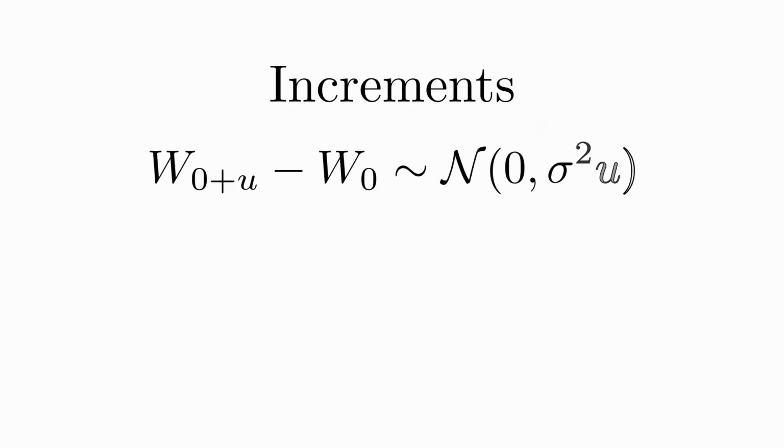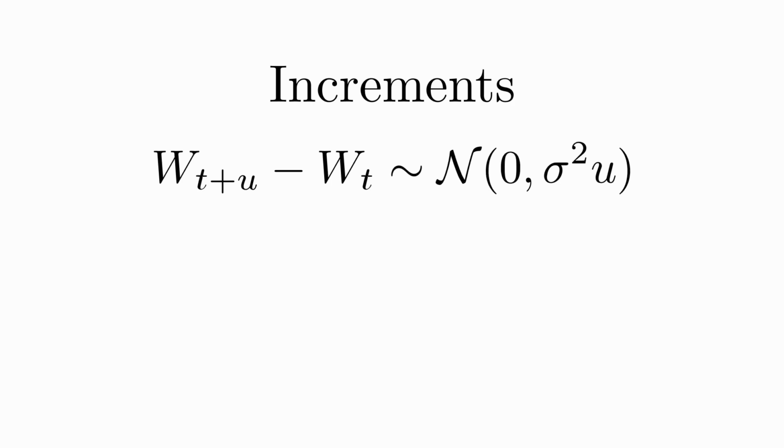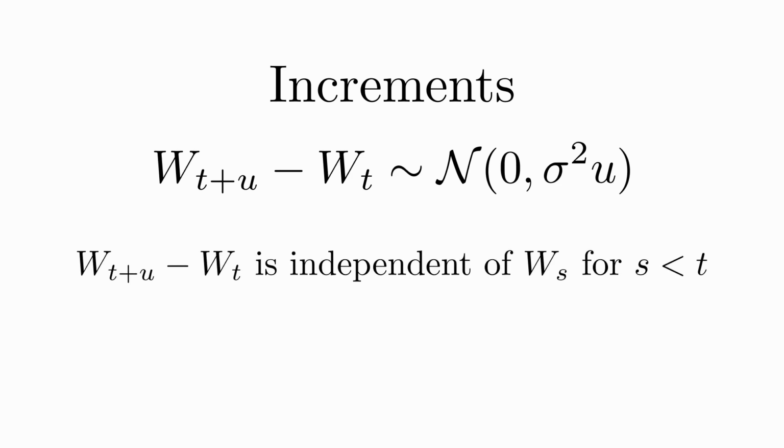This means that the increments starting at time 0 are normally distributed. But a Brownian motion is independent of the starting point, so we have that the increments at any point in time are normally distributed. Moreover, what happened in the past does not influence this increment, so we have that it is independent of all the past values.